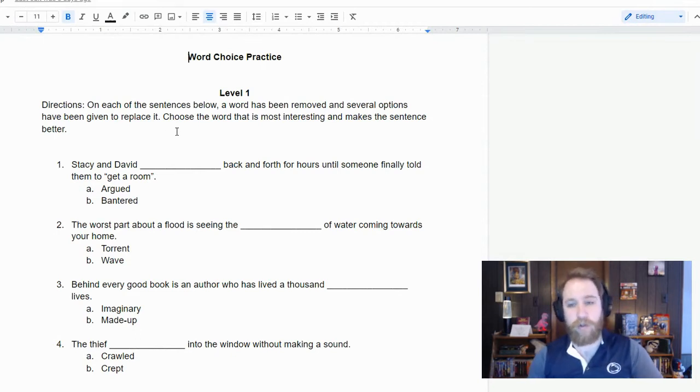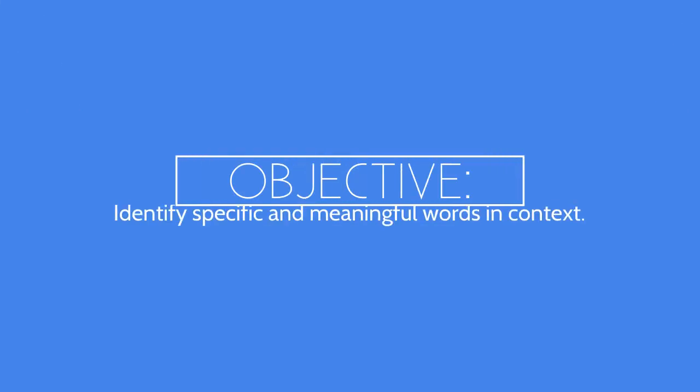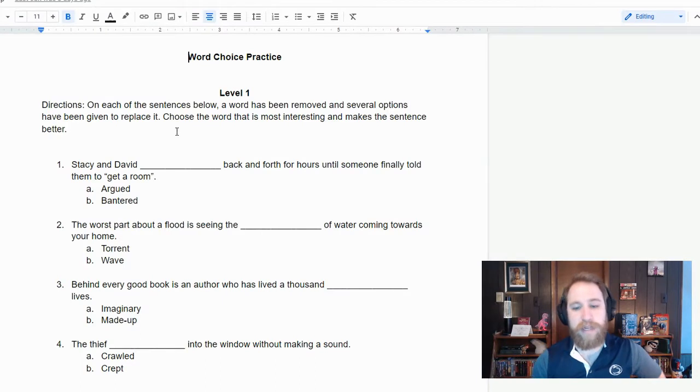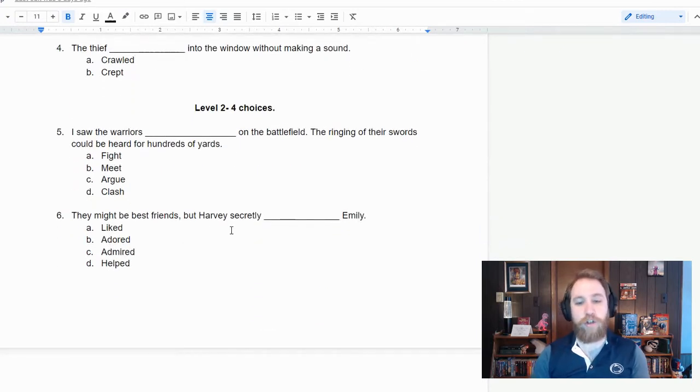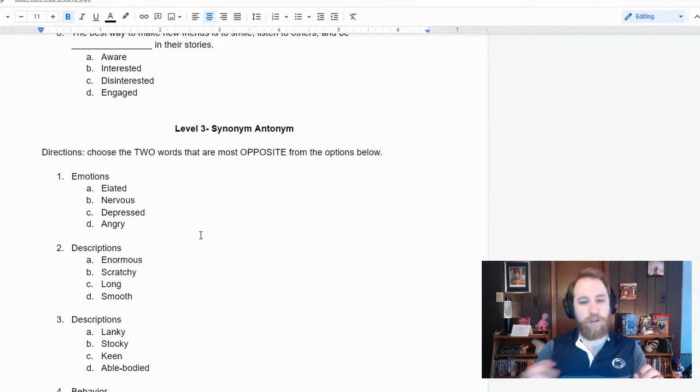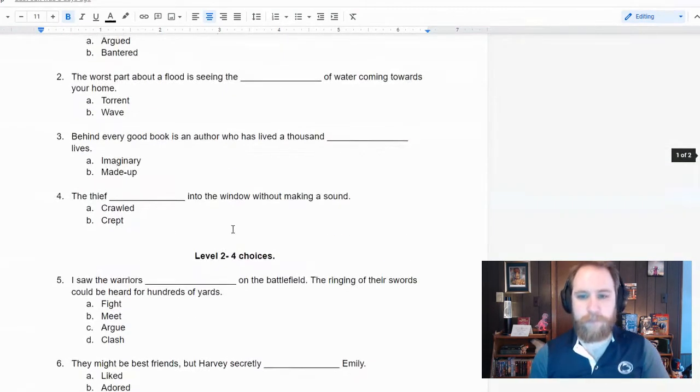You have a word choice unit coming up, and the goal of this unit is to identify words that are specific and meaningful in their context. So we have 3 levels of learning here. The first one is just choosing between 2 words. The next one is choosing between 4 words. And the last one is identifying 2 words that most mean the opposite. Okay, so this is a little bit of antonym practice, all right?